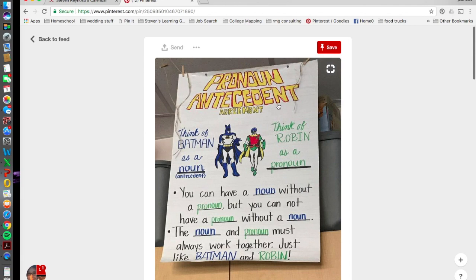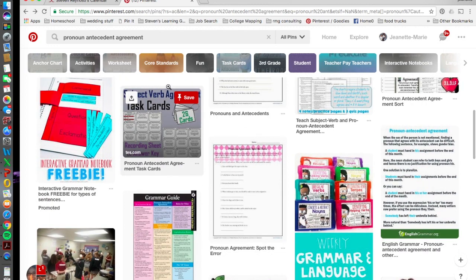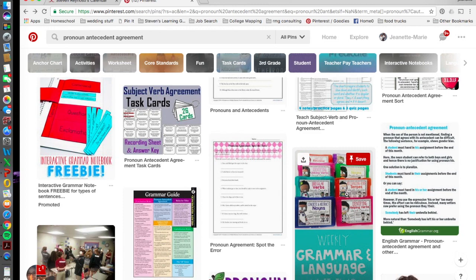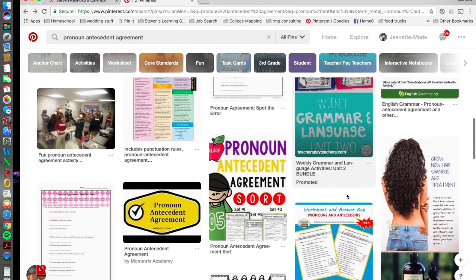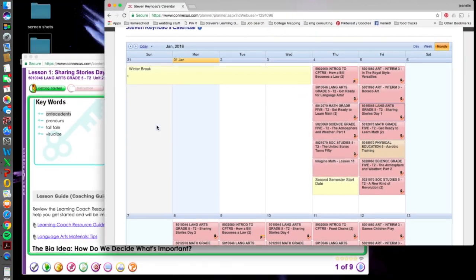I use a lot of these anchor charts for inspiration and ideas, and I place them in his binder, which you'll see in a moment. And there's also a lot of great links to Teachers Pay Teachers, where you can get printables and all sorts of things. So that's what I do for that.